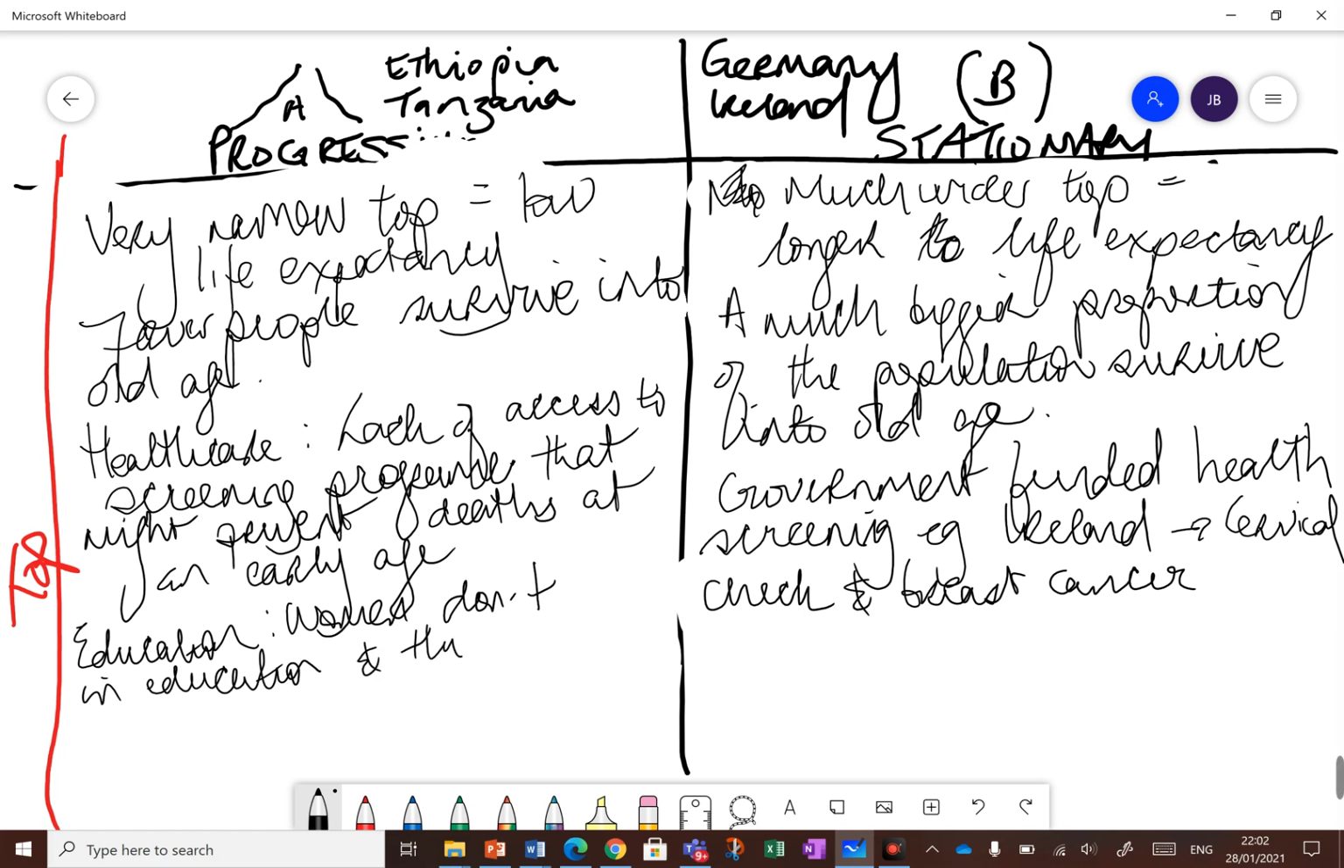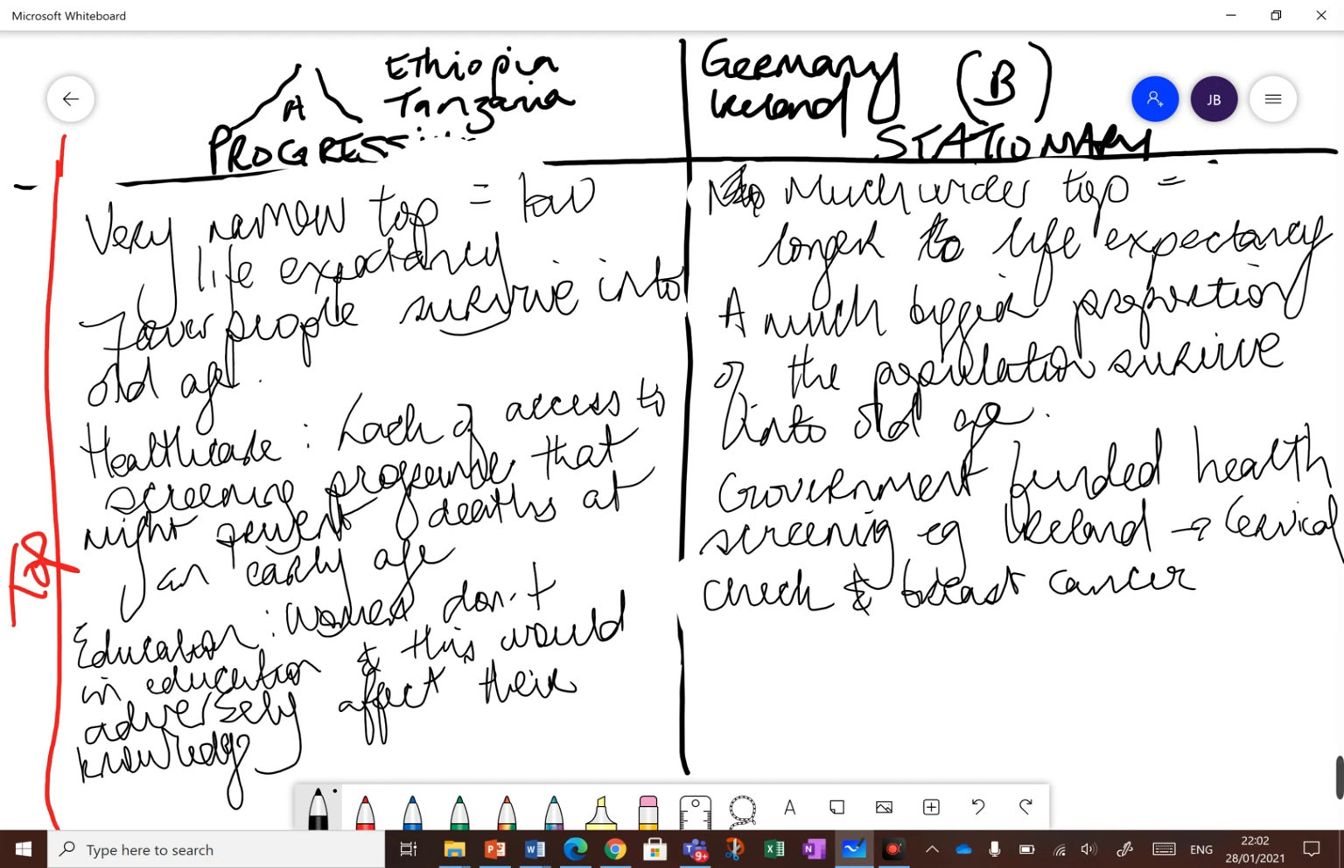And this would adversely affect, adversely means negatively affect, their knowledge about health and nutrition. And this might lead then to, ooh, yikes, can I get rid of this yoke here? No, nutrition, earlier deaths.